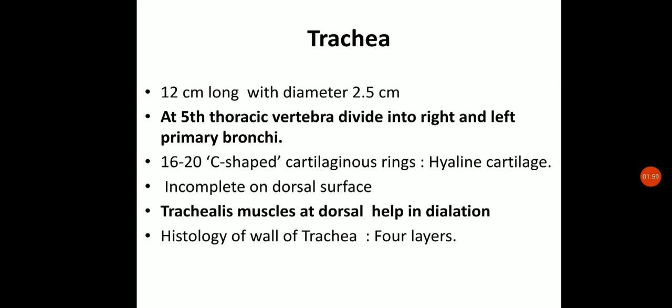These are incomplete at the dorsal side. We know we have two sides, the ventral and the dorsal. Towards the ventral side, these C-shaped rings are intact, while at the dorsal side they are absent. In the absence of cartilage on the dorsal surface, there are specific muscles called trachealis muscles, which are responsible for the dilation of the trachea during forceful breathing.